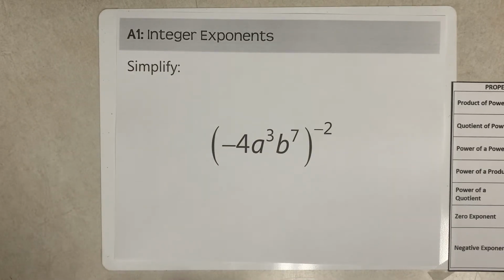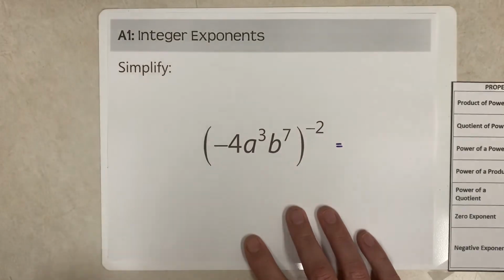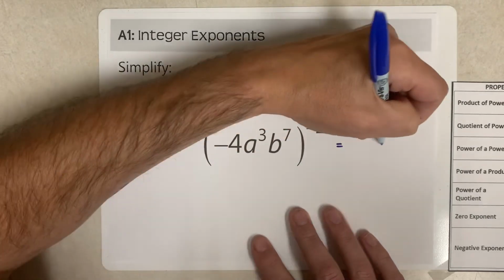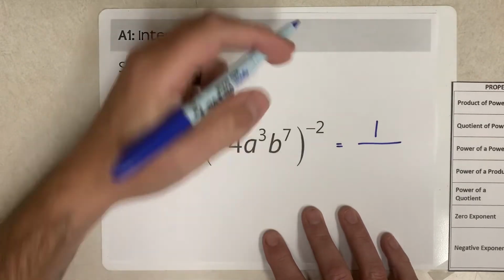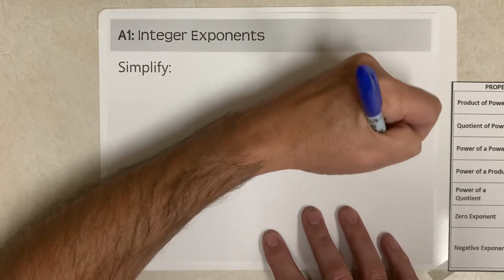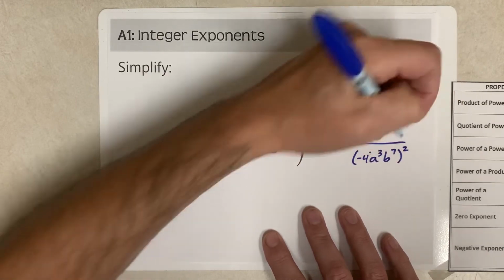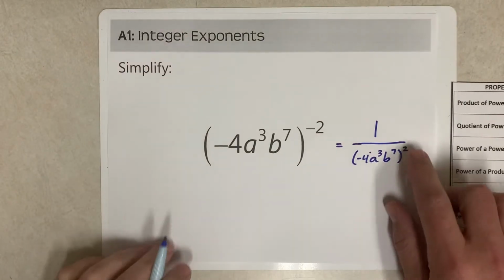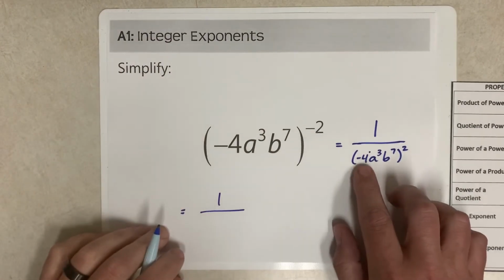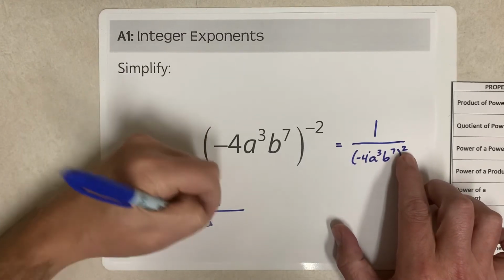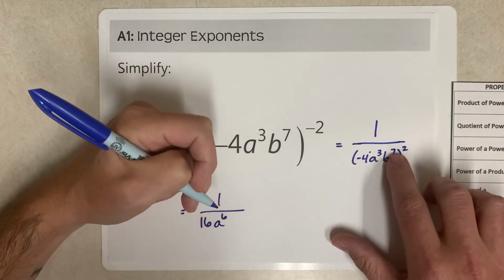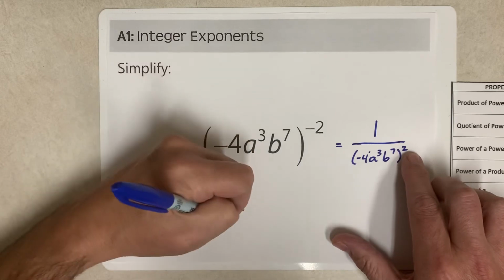All right, this one, we saw one like this earlier, but I'm going to do this one just a little bit different. I'm going to deal with this negative exponent first. I'm going to write 1 over all of this to the positive 2. Negative 4 a cubed b to the 7th squared. Okay, so I went ahead and dealt with the negative part. Now I'm going to square everything in here. So equals 1 over, all right, negative 4 squared is 16. A cubed squared, 3 times 2 is 6. B to the 7th squared, 7 times 2 is 14.